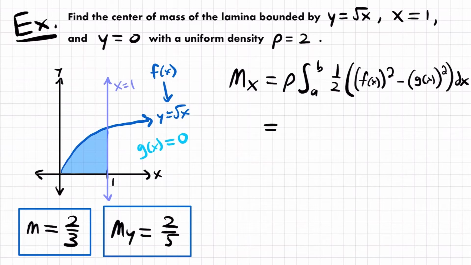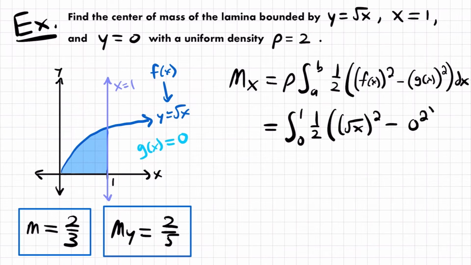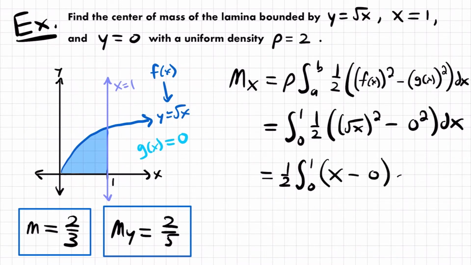And so this will be equal to the integral from 0 to 1. We keep the same bounds because our region still lies between x equals 0 and x equals 1. And then we'll have 1/2 times f of x squared. So we'll have the square root of x squared minus g of x squared, which will be 0 squared times dx. All right, and so if we simplify, I'm going to pull this 1/2 to the outside of the integral. So this is equal to 1/2 times the integral from 0 to 1 of the square root of x squared. That's just going to be equal to x because the square root and the square will cancel each other out. So we have x minus 0 times dx, but that's the same as just x dx.